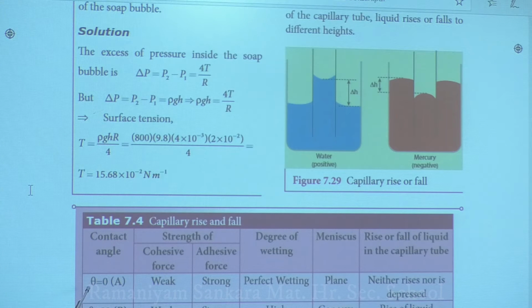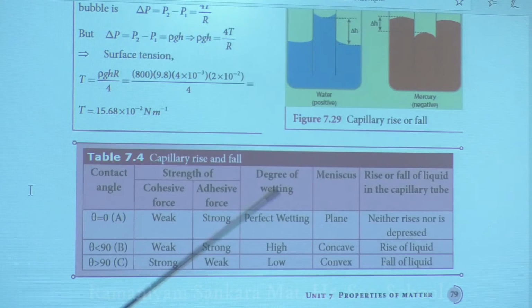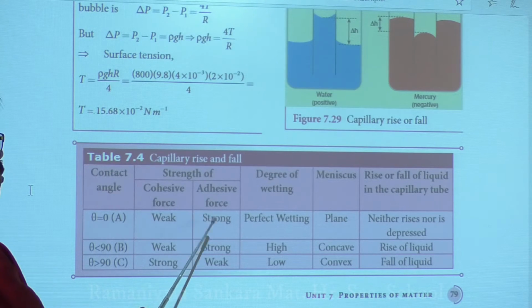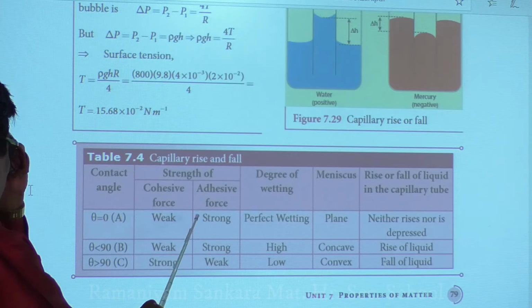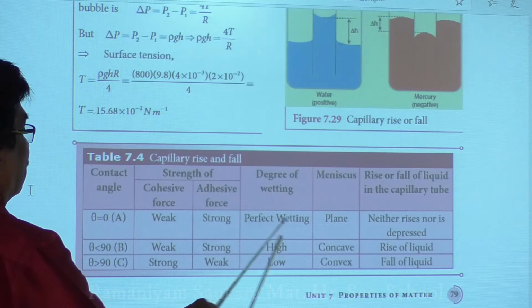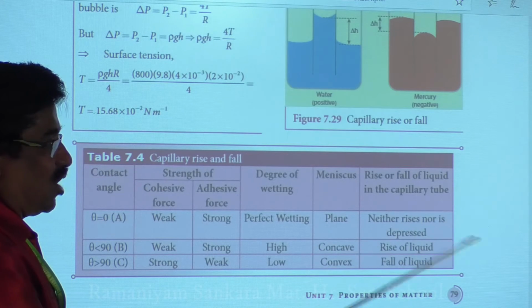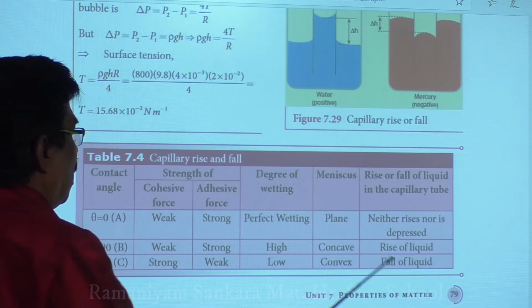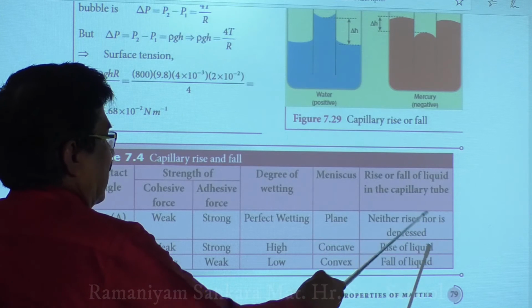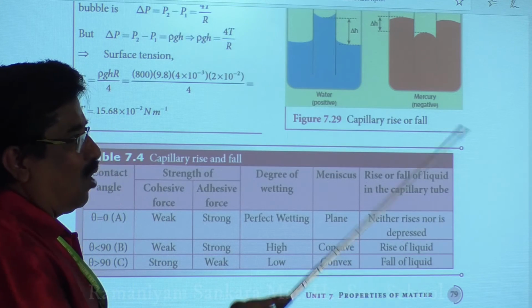Now, angle of contact is 0. Cohesive force is weak. What is cohesive force? The force between the same molecules. Adhesive force is strong, between different molecules. Degree of wetting is perfect, 100% wetting. The meniscus will be plain, like this. This is called a plain meniscus. The liquid neither rises nor is depressed. It's not above or below, like this.